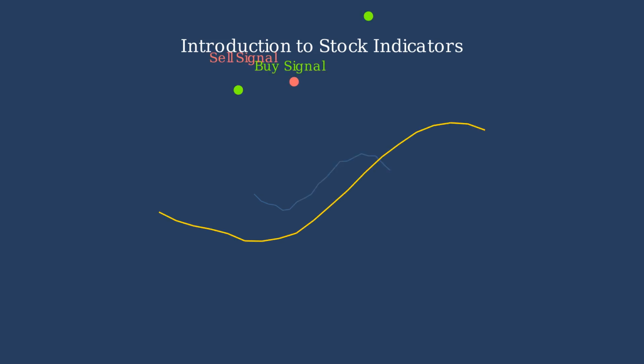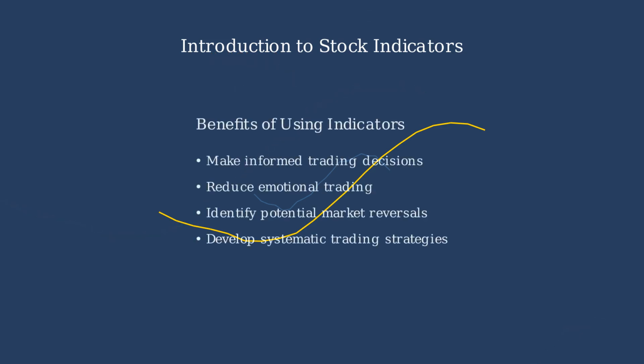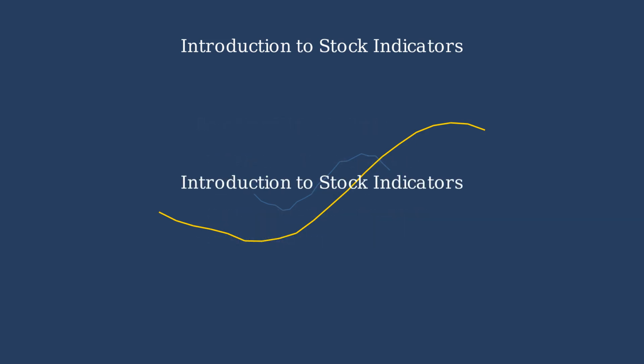Indicators can generate buy and sell signals based on various conditions such as crossovers, divergences, or threshold levels. Using indicators provides several benefits for traders. They help you make informed decisions, reduce emotional trading, identify potential market reversals, and develop systematic trading strategies. In the upcoming sections, we'll explore each category of indicators in detail.